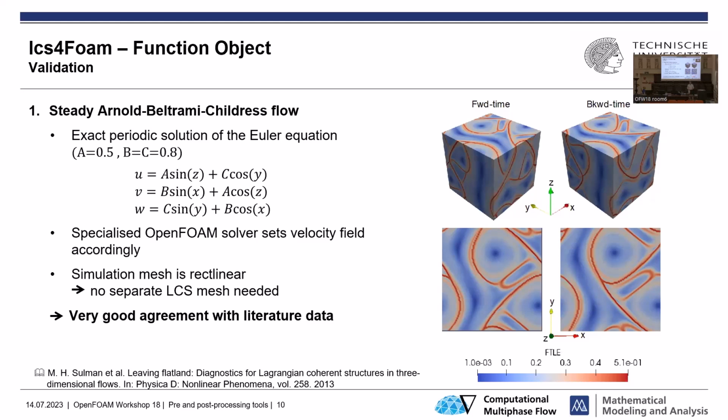It's an exact periodic solution of the Euler equation, and we just wrote a very simple OpenFOAM solver which just sets the velocity fields to these specified values. And then we used the function object to compute the FTLE fields for that. One more thing: we used no separate LCS mesh because that mesh was really just a cube and was therefore rectilinear itself. So the results show that there is very good agreement with the literature data.